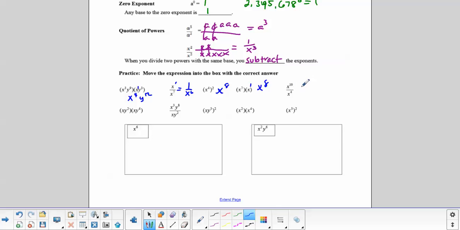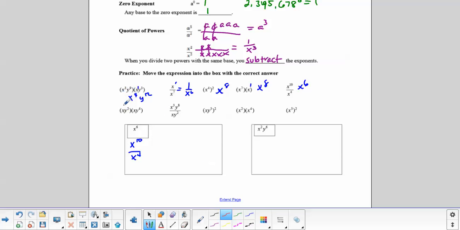This one's a division problem. When I divide, I subtract my exponents. 10 minus 4 gives me x to the 6th. So that's one of these answers. I'm going to put x to the 10 over x to the 4 in this box.